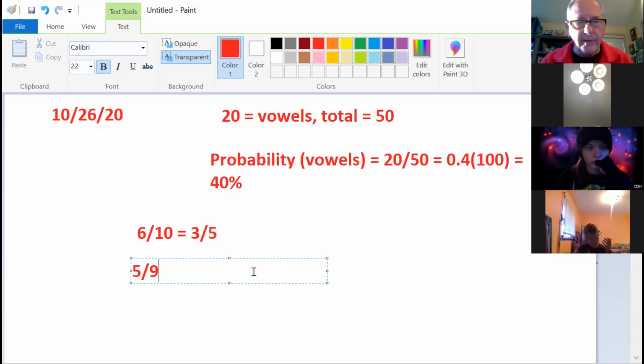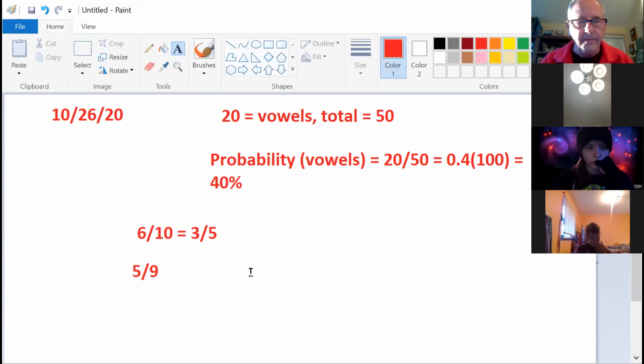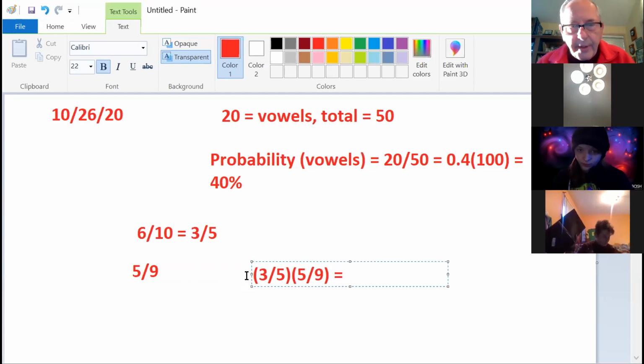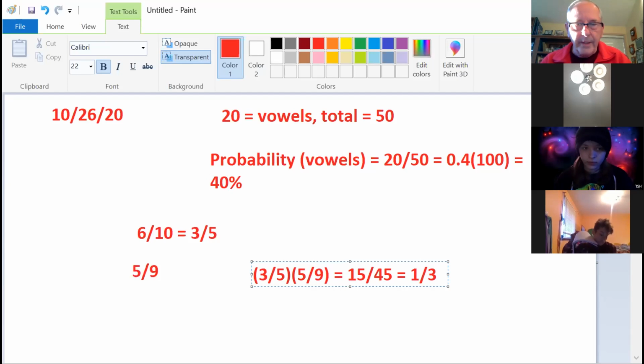So then you'd multiply them both together. When you multiply them together, you're going to get your 1/3. Remember when you multiply, you take the numerators, multiply those together, and that's 15. That's on the top. The bottom is 5 times 9, that's 45. Then you can reduce this down. You can divide the numerator and the denominator by 15, and you'll get 1/3. Okay? Any other questions?